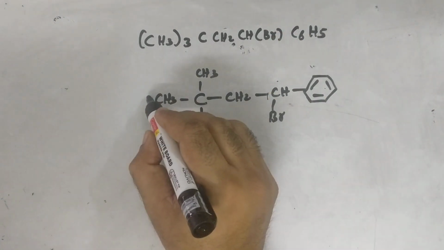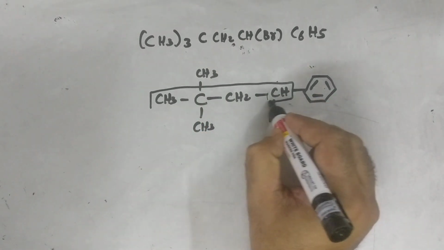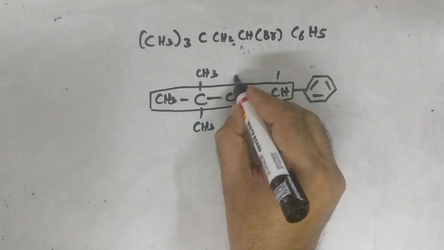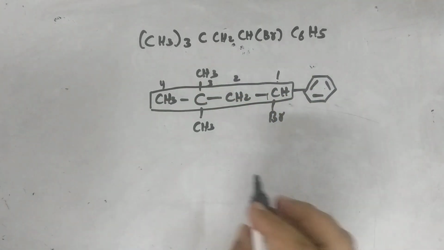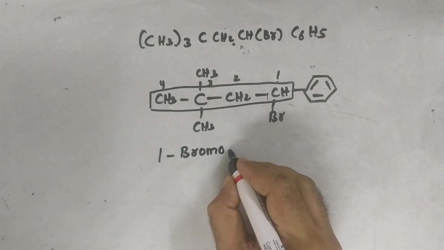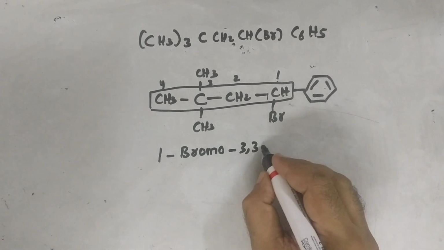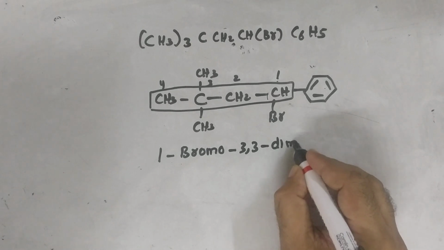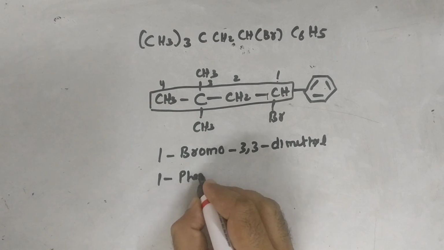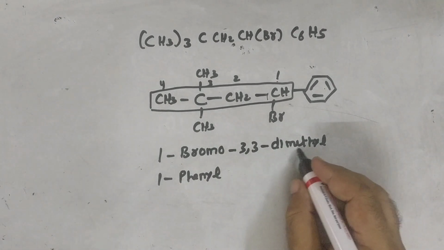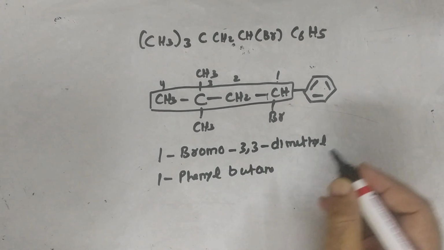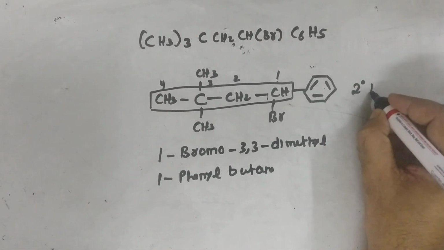Now let's write down the name. This will be a long chain of carbon atoms. Benzene would be acting as a substituent. It will be called phenyl. We number it from here 1, 2, 3, 4. So its name would be nothing but 1-bromo-3,3-dimethyl-1-phenyl. I hope you appreciate why I have written methyl before phenyl: alphabetical order. And the long chain has 4 carbons. It's butane. Appreciate this is a secondary benzylic halide.